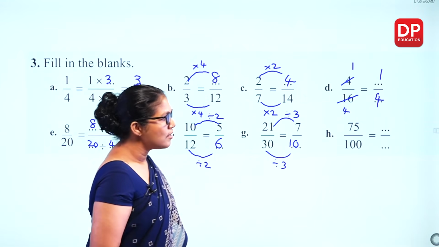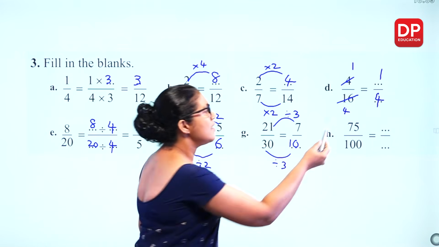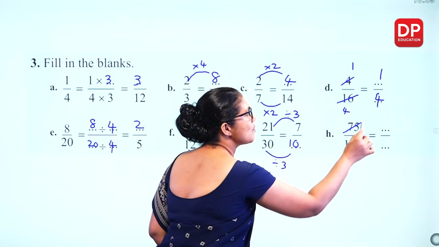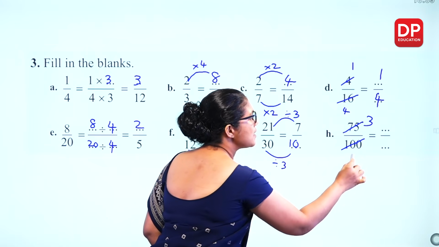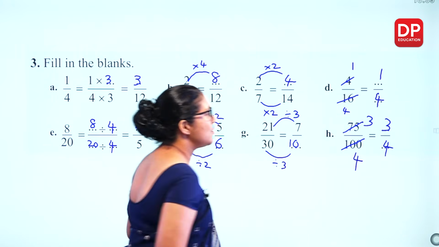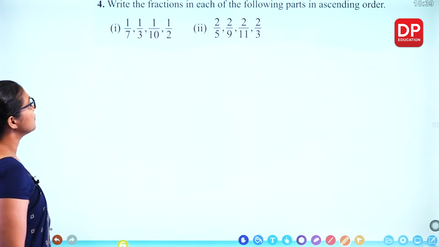This one, you are asked to just simplify the fraction. Here you can see 75 and 100. 25 is a factor. You can divide by 25, you get 3. Divide by 25, you get 4. So what's the answer? 3/4. Now we'll see the next question.